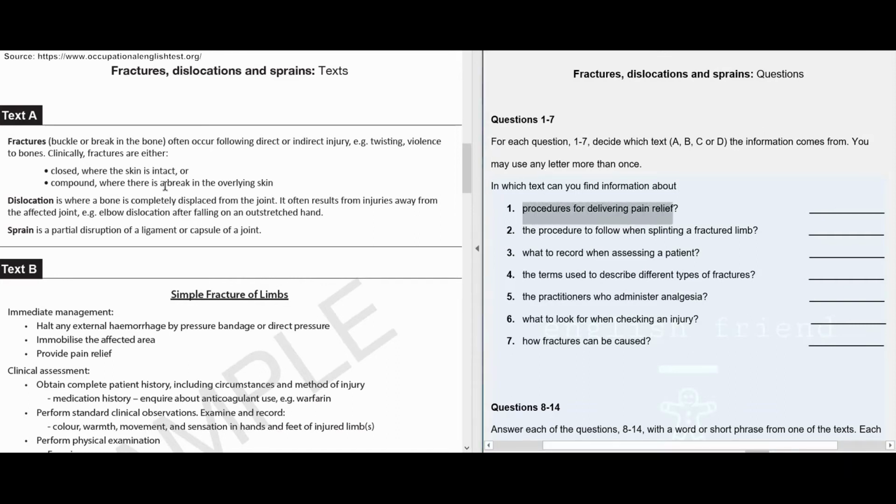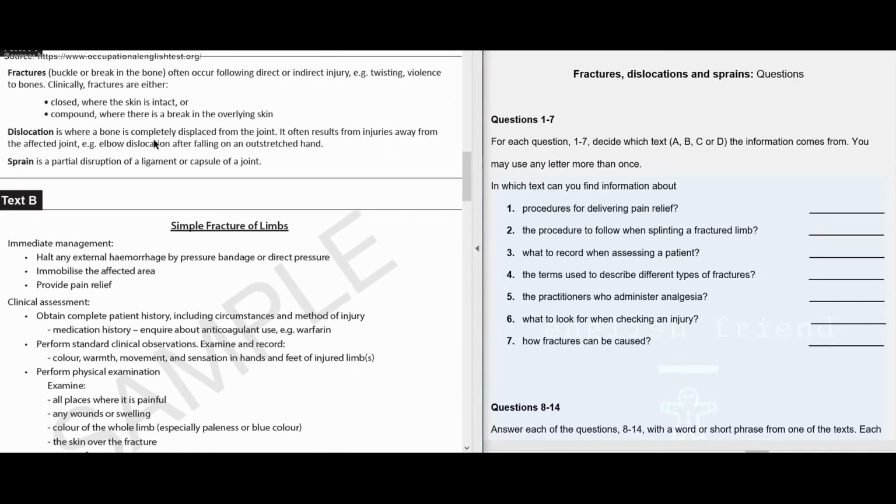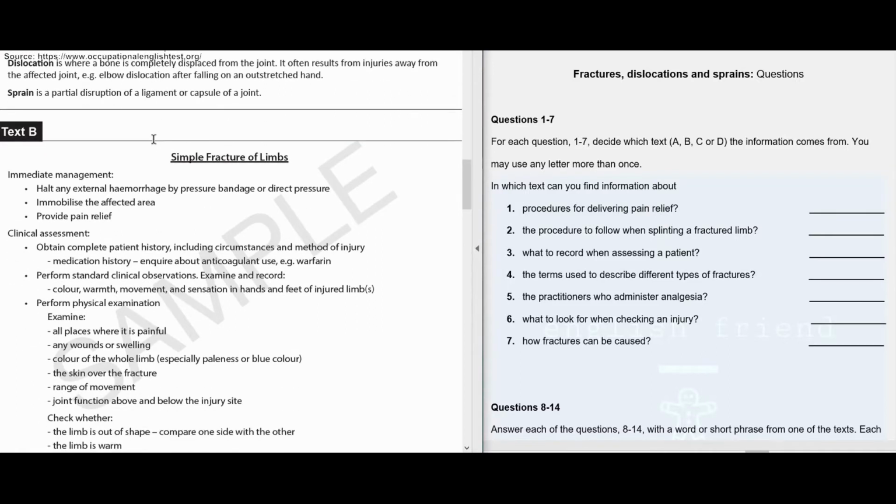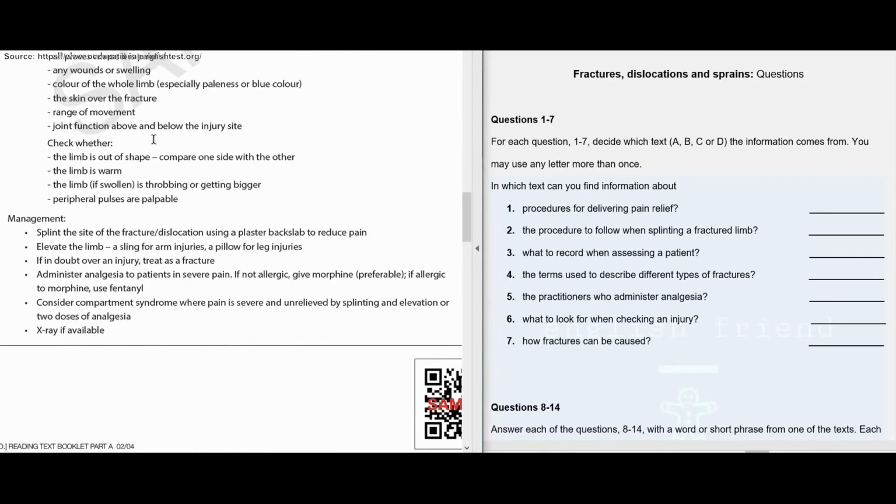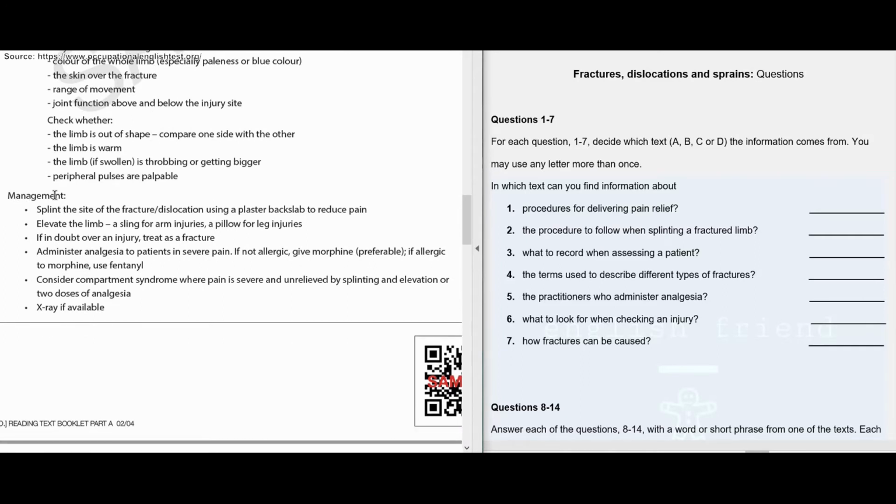Procedures for delivering pain relief. As we go through the passage, we can see that in text B, there are some points regarding what can be used to reduce pain under the subheading management. The first point says, splint the side of fracture or dislocation using a plaster backslap to reduce pain. And in the fourth subpoint, you may see administer analgesia to patients in severe pain. If not allergic, give morphine preferably. If allergic to morphine, use fentanyl.